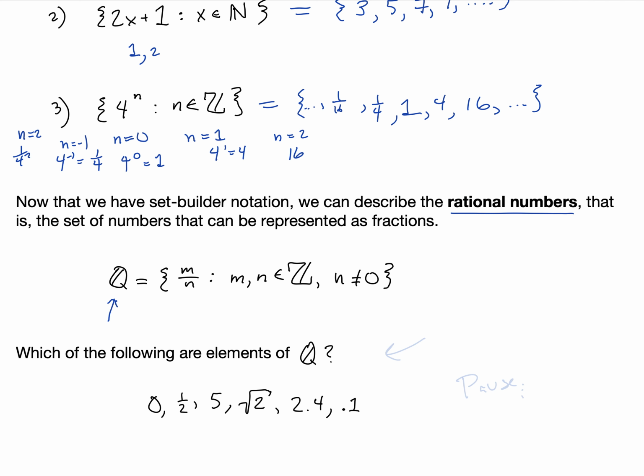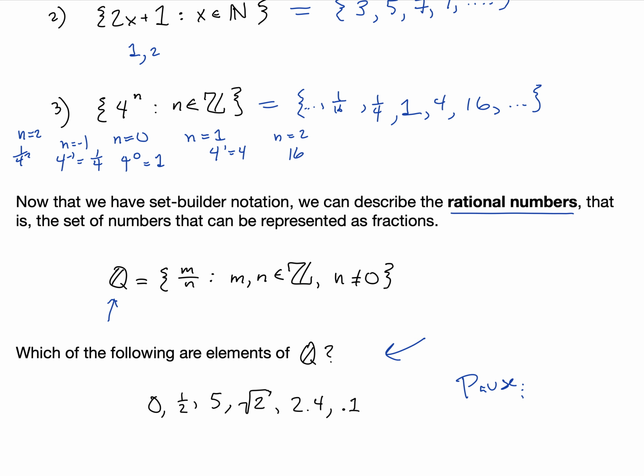So based on that definition, I'd like you to think really quickly, just to make sure you understand which of the following are elements of Q, the rational numbers. So is 0 in there? Is 1/2 in there? Is 5 in there? Is square root of 2 in there? Is 2.4 in there? Is 0.1 in there? So I'd like you again to just pause and think about that quickly before moving on.